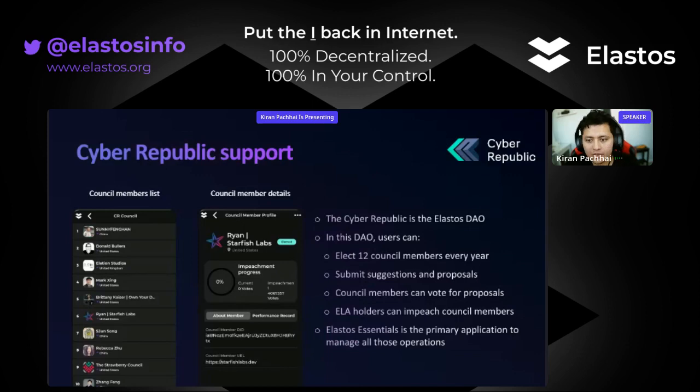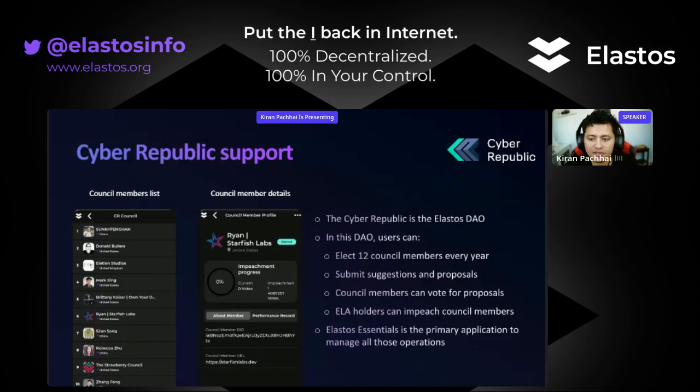Going along with the previous slide, the Cyber Republic, people in the Elastos community are familiar, but it is the Elastos DAO. And users basically get to elect 12 council members every year. They can submit different suggestions, proposals. All of these are on the blockchain, and council members can vote for proposals.